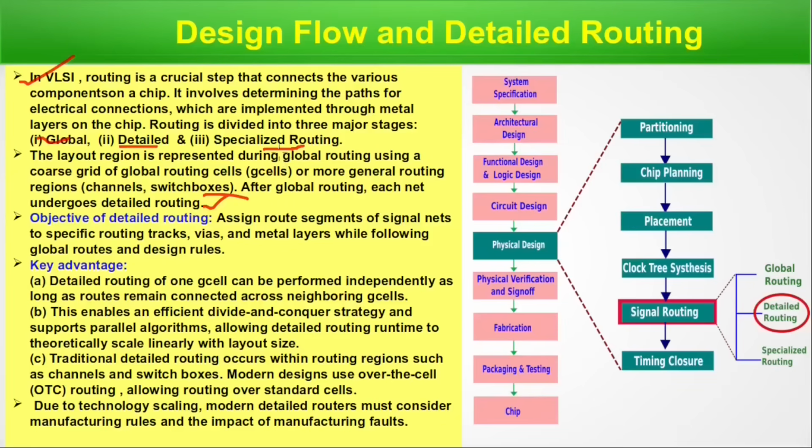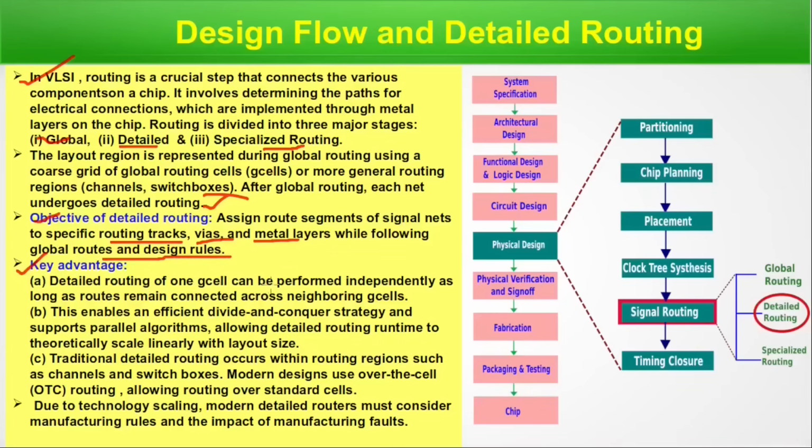The layout region is represented during global routing using a coarse grid of global routing cells or more general routing regions like channels and switch boxes. After global routing, each net undergoes detailed routing. The objective of detailed routing: assign route segments of signal nets to specific routing tracks, vias and metal layers while following the global route and design rules. So global routing uses a coarse grid, and detailed routing follows global routing and does more specific allocation of vias, metal layers and routing tracks, and it also follows design rules. And what are the key advantages?